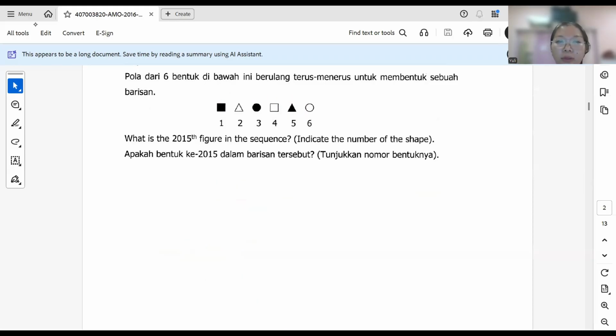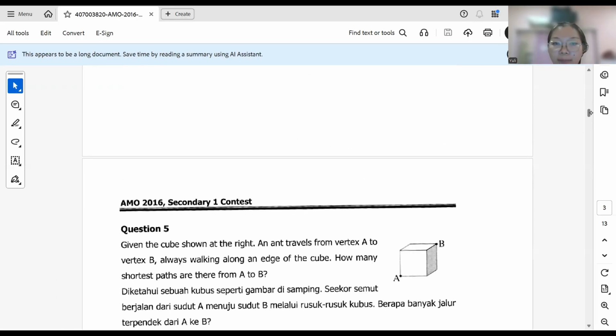Remember that when you do this kind of contest, you have to save time. So try to do every one of these problems under 1 minute.